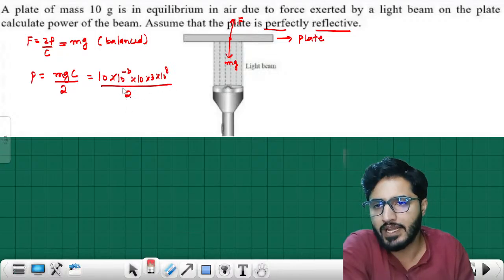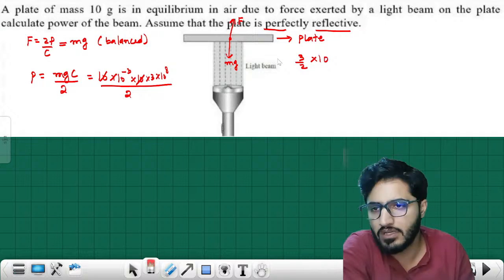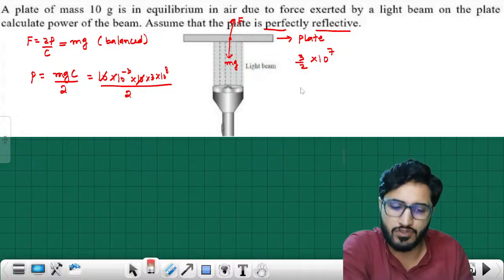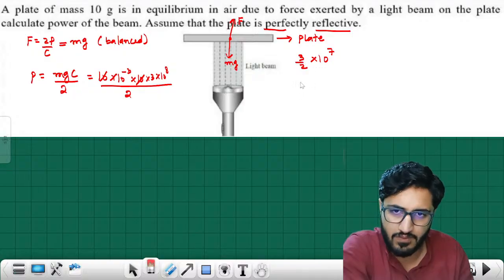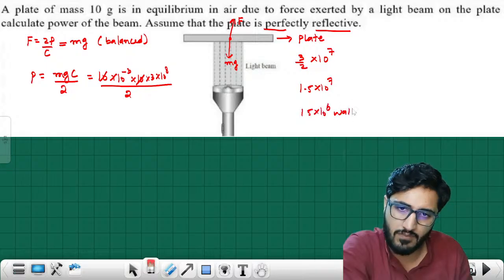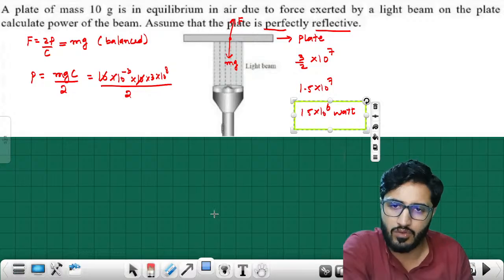So I can write, look, 2 plus 8 is 10, 10 minus 3 is 7. So I can write here 3 by 2, 10 to the power 7. So 2 ones are 2, 2 ones are 2, 1 cancels out, 2 5s are 10. It is 1.5 × 10 to the power 7, or 15 × 10 to the power 6 watt. A good numerical.